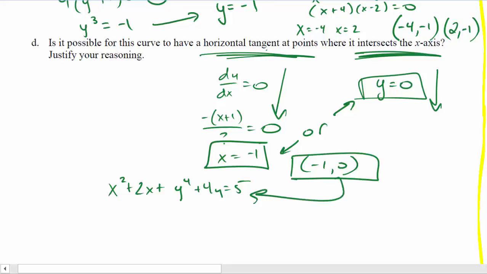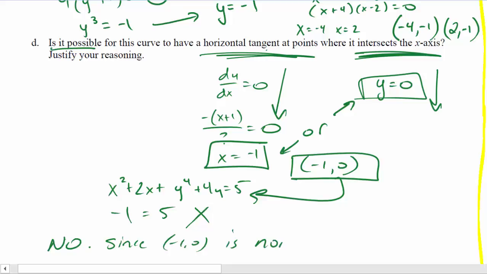I'm going to plug this in here, because if it's a true statement at the end, then it's an actual point. If it's not a true statement, then the question, is it possible? The answer is no. So plug in x equals -1, so (-1) squared plus 2 times -1 is -1. And all the y's cancel. Is -1 equal to 5? I don't think so. So therefore, no. Since (-1, 0) is not on the curve.